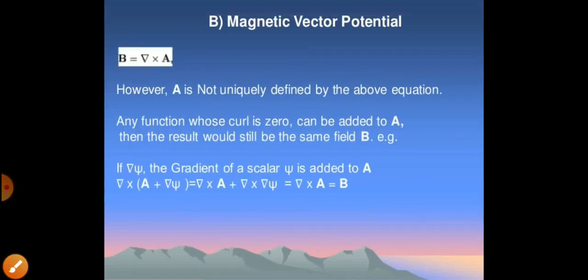B is equal to del cross A. However, A is not unique in defining the above equation. Any function whose curl is 0 can be added to A, and the result would still be the same field B. If del psi, the gradient of a scalar psi, is added to A, then del cross A plus del psi equals del cross A plus del cross del psi, which equals del cross A, because del cross del psi is 0.